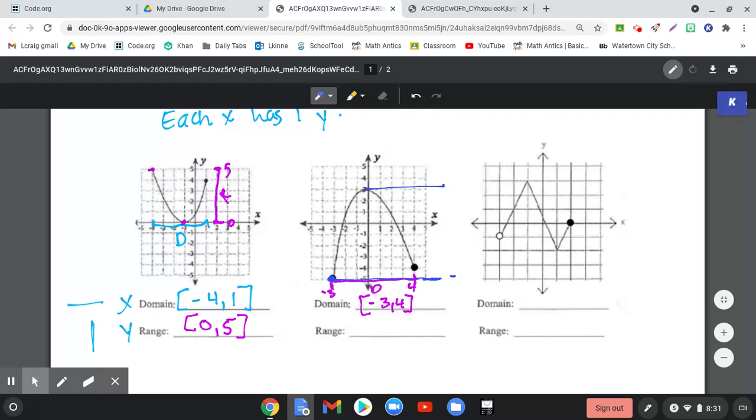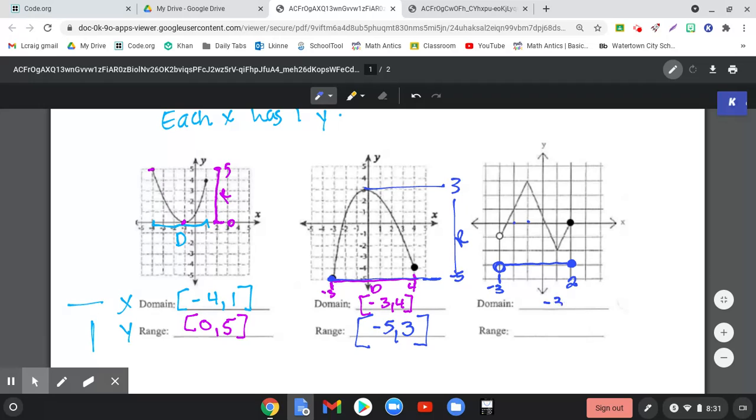Your minimum value is -5. Your max is 3. So your range goes from -5 to 3. All right, I threw another one of these on. It can be a challenge with the open circle. The furthest point to the left is here at -3, but it's an open circle. The furthest point to the right is here at 2. That's a closed circle. So think back to interval notation.